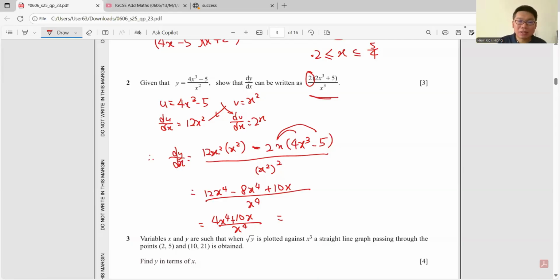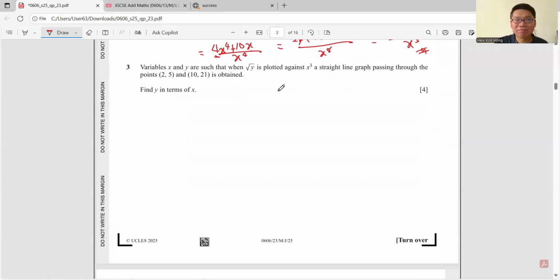So that's why here we take out the common terms, which are 2 and x. Factorization, here left 2x power 3 plus 5x power 4. Then this x and x power 4 can simplify, so it will be exactly the same as what they request. 3 marks.